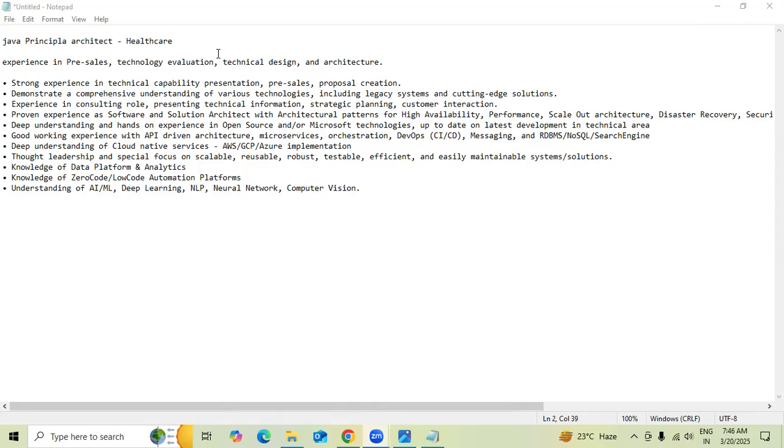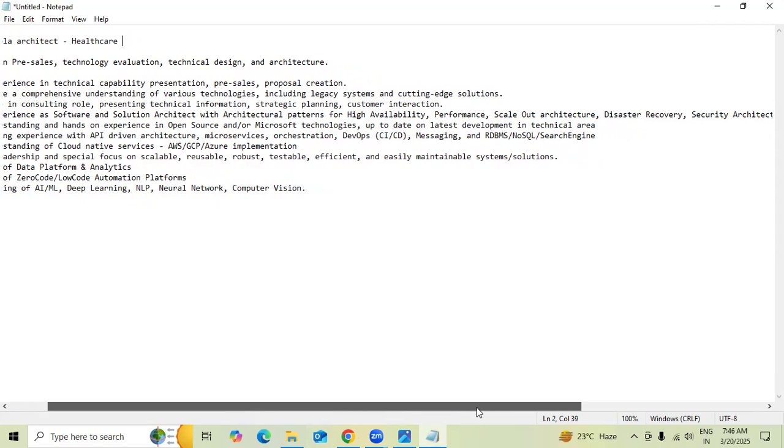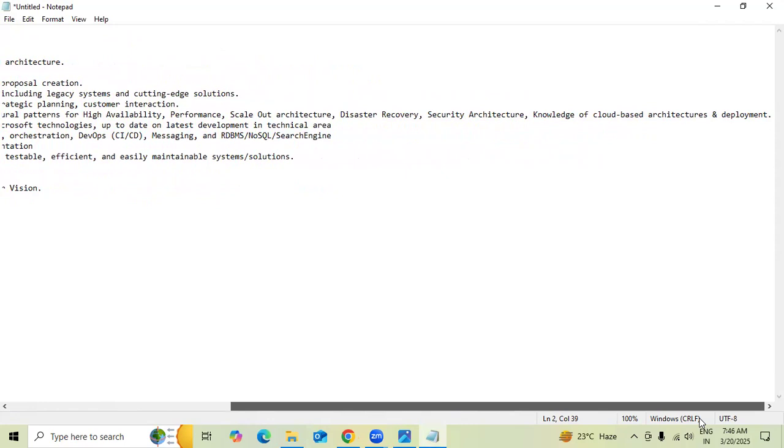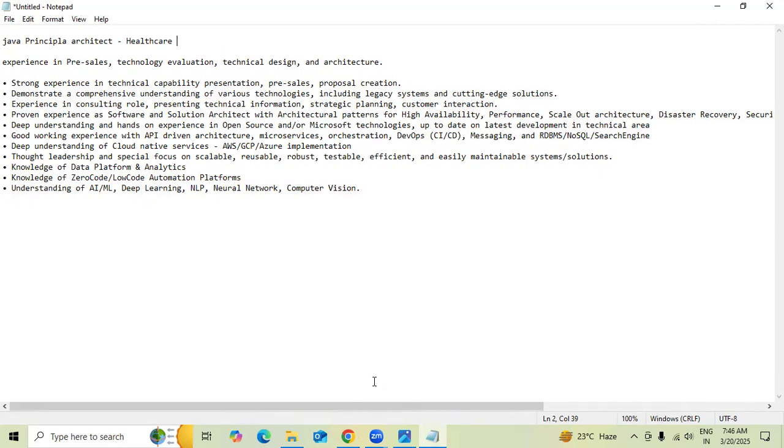Next, we need solution architecture, as I mentioned. We need architectural patterns and high availability, considering the non-functional requirements we gather from the business analyst team, like availability, performance, scalability and scaling out the architectures. Also, if there is any data loss, how disaster recovery works, security architectures, and knowledge of cloud-based architectures and deployments. You must be good with that kind of expertise and knowledge.